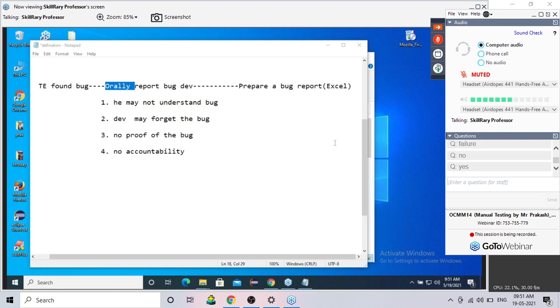Third problem. Even though the test engineer found the bug, there is no proof of it.